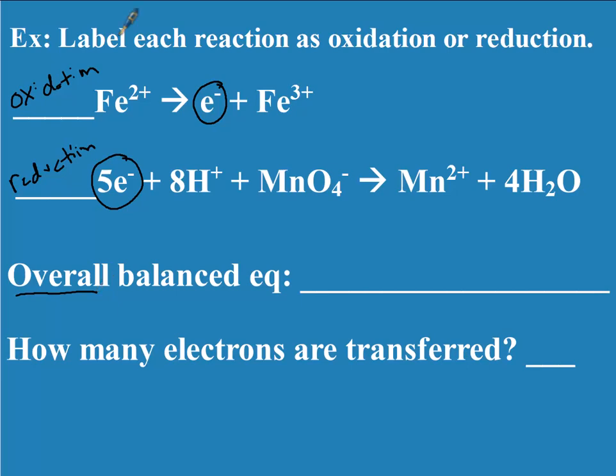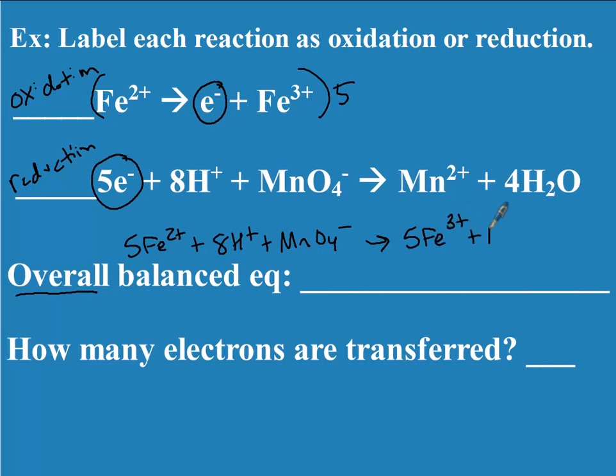My electrons do not equal, so I'm going to need to multiply this top reaction by 5. So I get 5 iron plus 2, 8 hydrogen ions, and 1 permanganate ion. And then on the product side is all of the products. Make sure that you multiply by 5 for that iron ion. So that's my overall balanced equation, and my electrons transferred should just be 5.